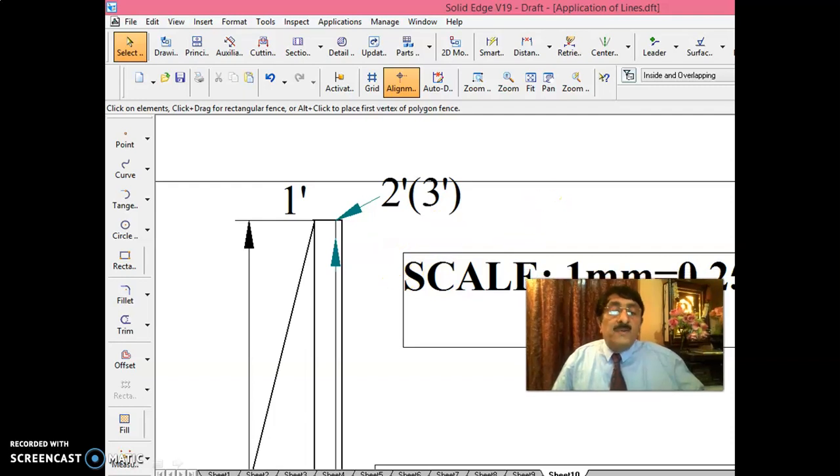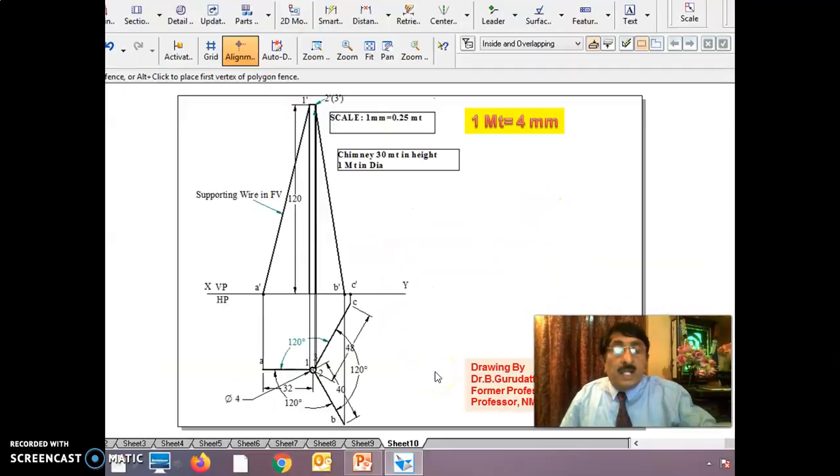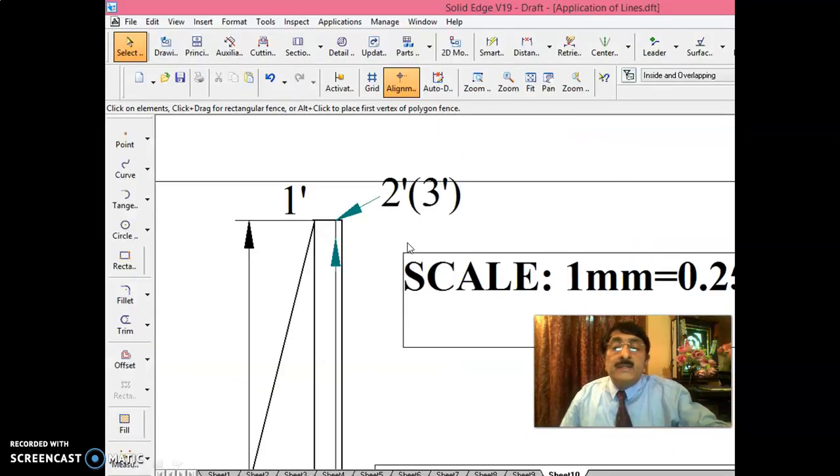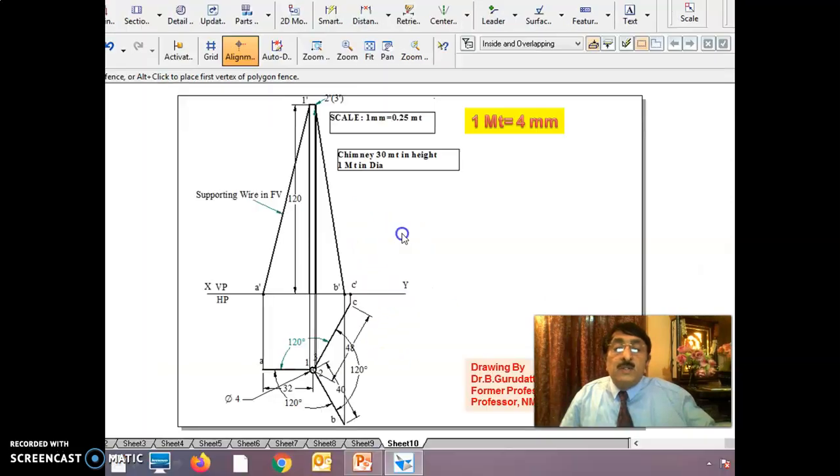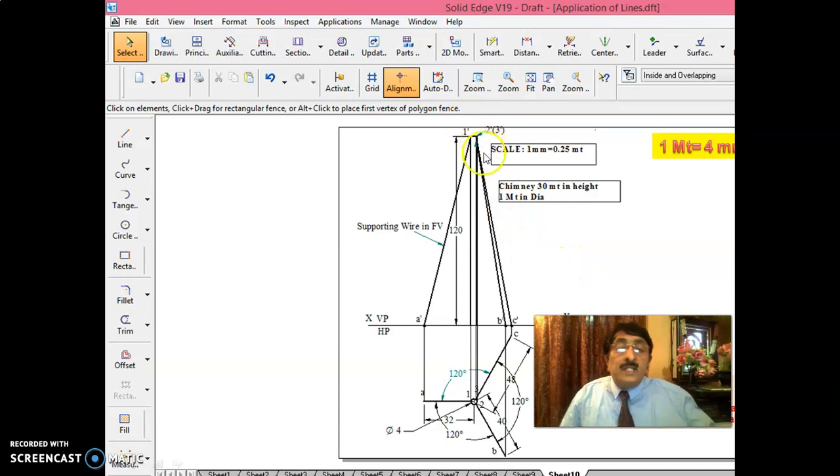That is why I said this problem is challenging, since they are 120 degrees to each other. This 2 and 3 point is not at the end there. It is like this only. It is touching somewhere here. From here you join it to 2 dash B dash. That is another wire supporting this chimney. Then next one, 3 dash C dash, also you join. That means the 3 wires are 1 dash A dash, 2 dash B dash and 3 dash C dash.